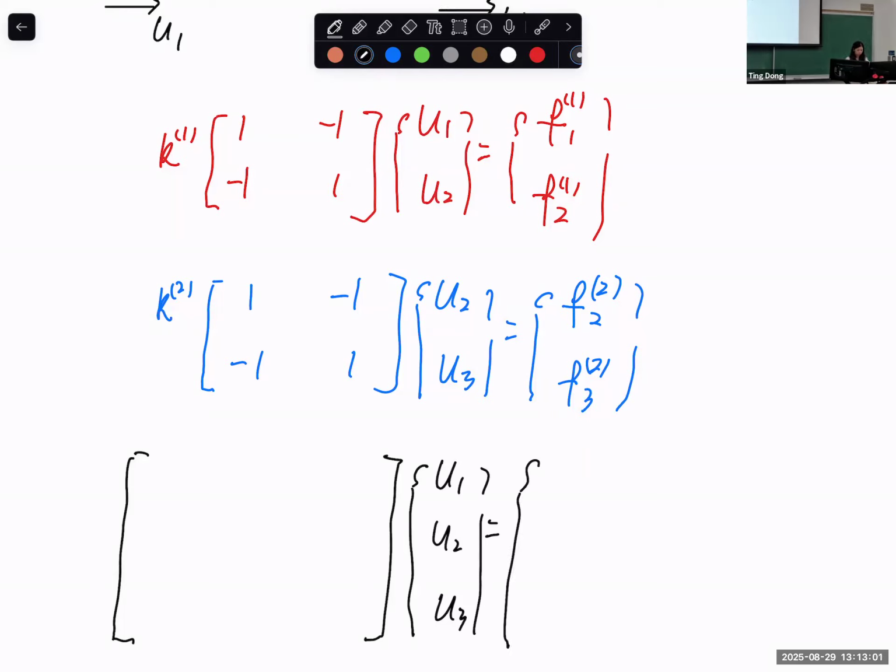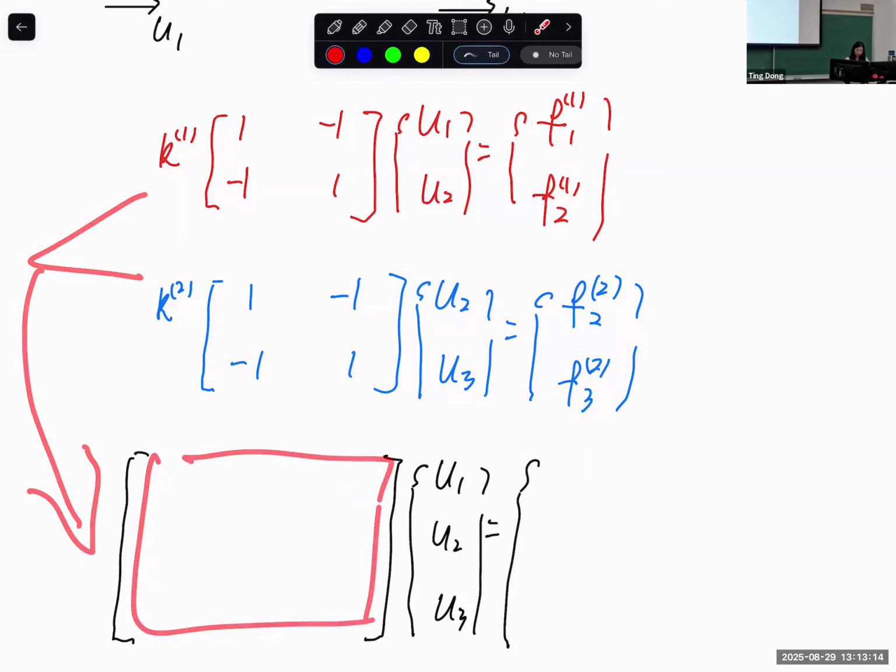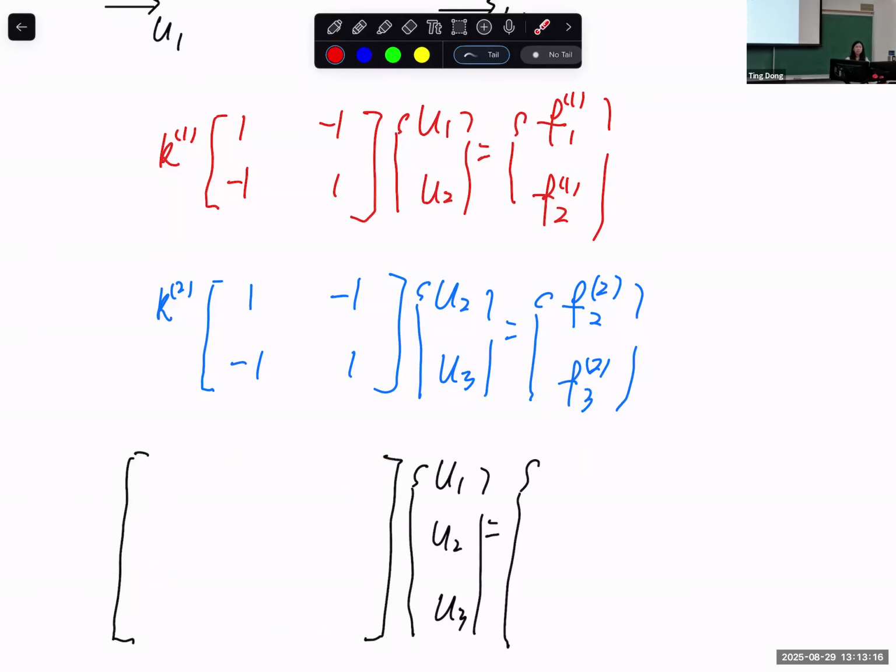Let's first check how to write this 3 by 3 matrix. We need to combine these 2 into this 1. How to write this 3 by 3 matrix? Anyone?